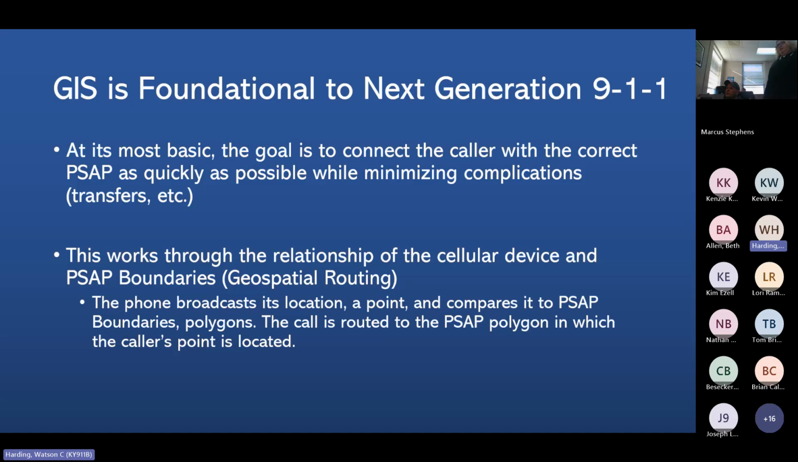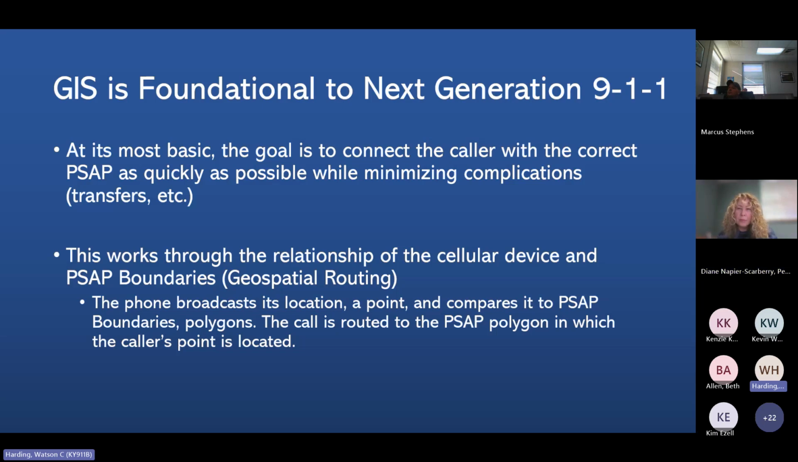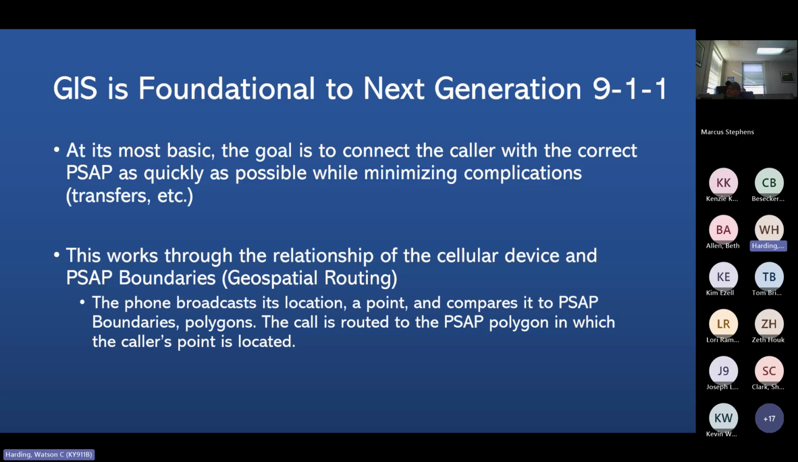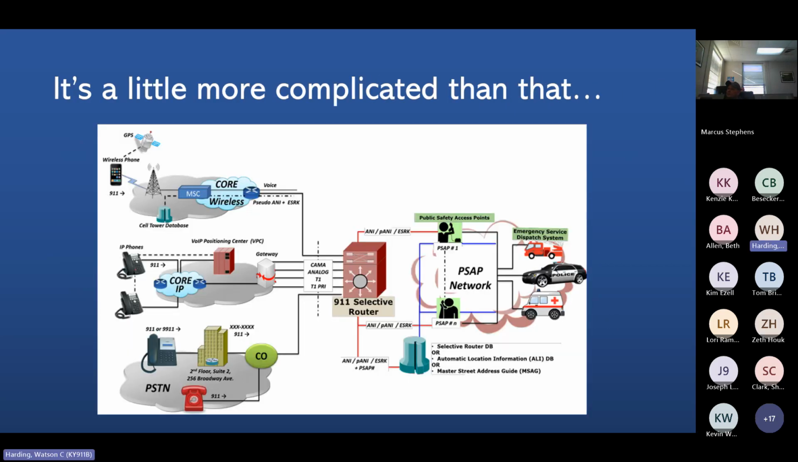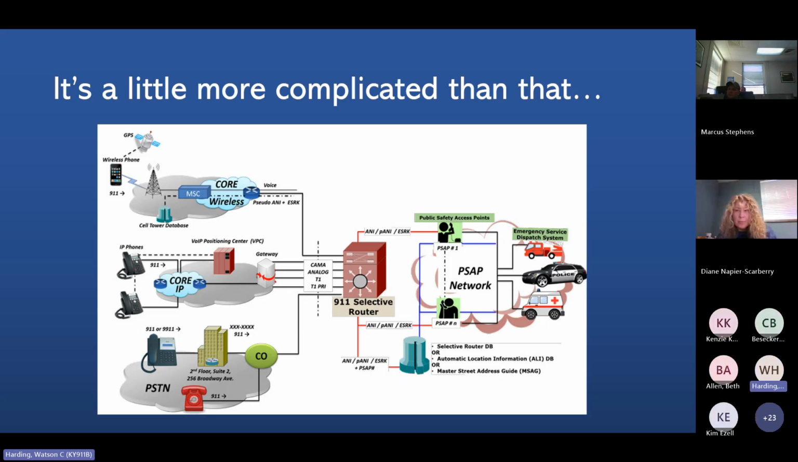Simply put, it's the means by which the caller is going to be connected with the PSAP. And that works because the vast majority of cell phones nowadays are broadcasting an XY location, and it goes up into the magic ether, and it's compared against the polygons representing PSAPs, so like who should answer the call. There's of course a little bit more to it, but simply put, we're connecting caller location to the appropriate PSAP, reducing transfers and other things that delay response, and doing so helps to save lives.